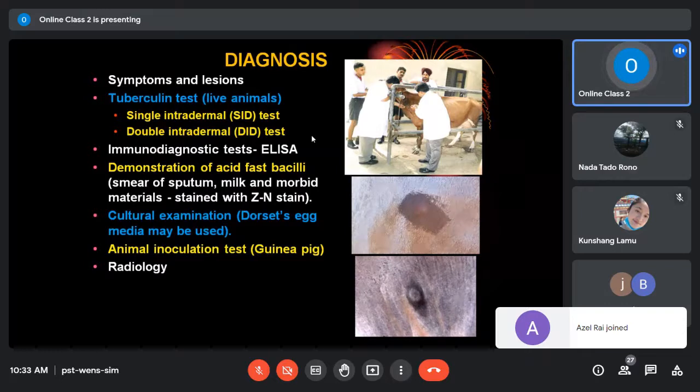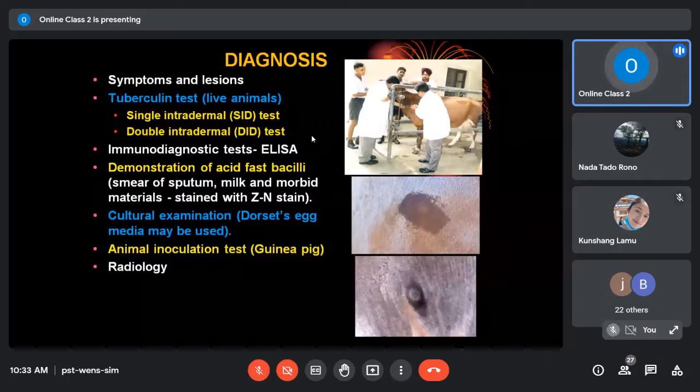This is a specific stain for this acid-fast organism, seen under the microscope. Then you can demonstrate the presence of this acid-fast organism, the Mycobacterium bacilli, right? Sometimes cultural examination can also be conducted, and Dorset's egg media can be utilized for this purpose. Animal inoculation tests can also be conducted using guinea pigs, and radiology to find nodular lesions in the X-rays, and tubercles in the affected organs, mostly your lungs.